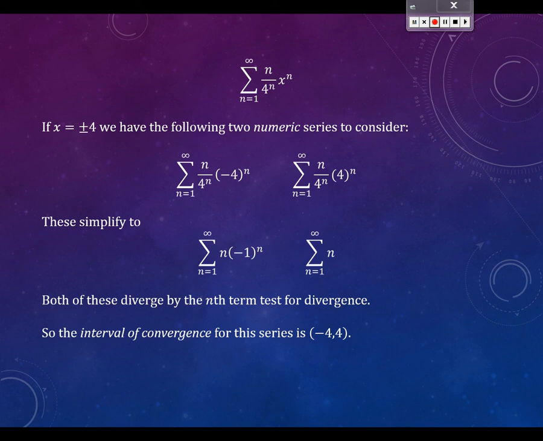The questions we can rephrase in these ways. Does this converge? Does this converge? You see how I simplified those? You've got a 4 to the n, a 4 to the n, cancels out, etc. But I think we can all pretty clearly say that they diverge, don't they?